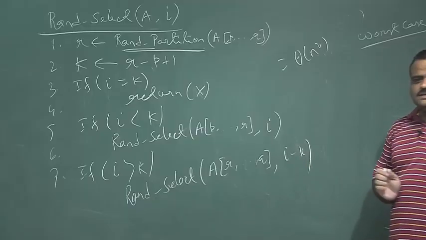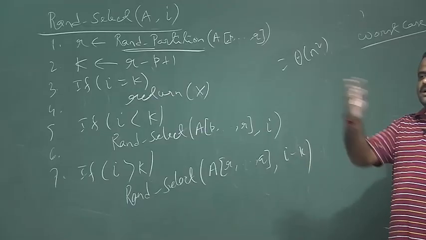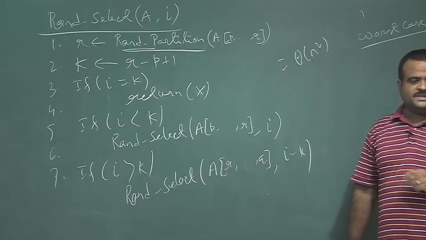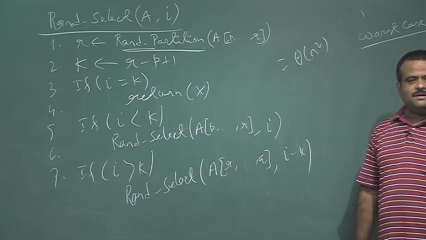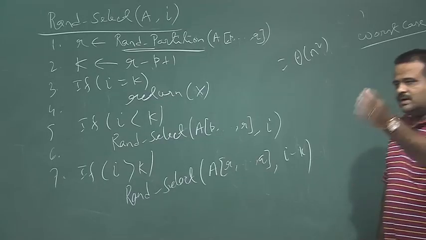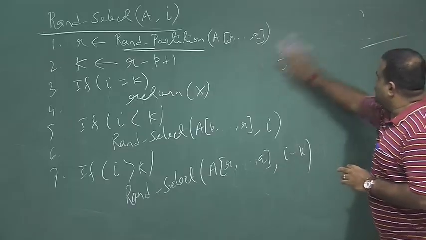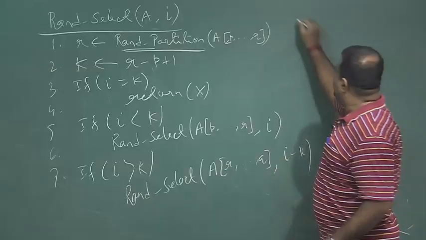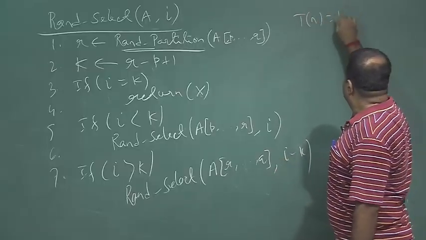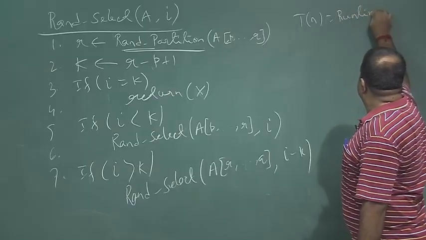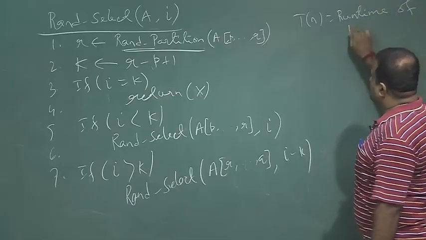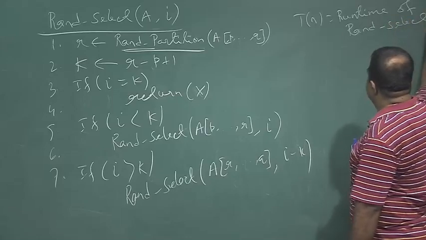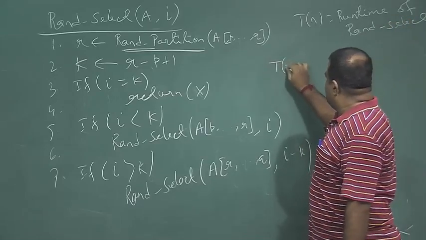In this way we cannot come up with some input where we are choosing the minimum or maximum as a pivot, because we are picking the pivot element randomly at runtime. So, this is the advantage here. Now, to analyze this code, let T(n) be the runtime of this rand select, then T(n) will be of the form.